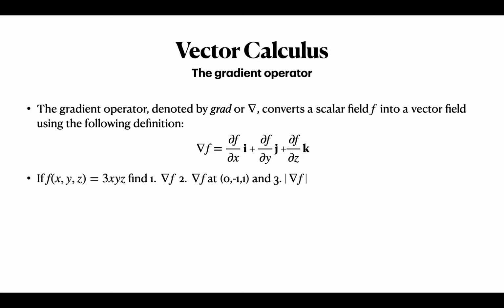All right, so what you do, folks, here is you get the gradient of F: you must take F, differentiate with respect to x, so you get 3yz. When you differentiate with respect to y, you get 3xz. When you differentiate with respect to z, you get 3xy. And then you just multiply it by i, j, and k. That's it. And that's all it is.